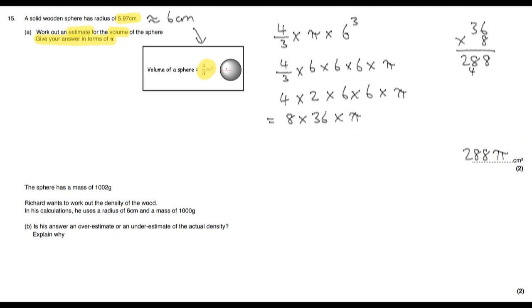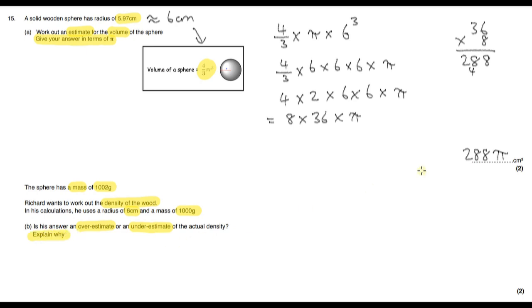Right, now let's take a look at part B. The sphere has a mass of 1,002 grams. Richard wants to work out the density of the wood. Okay, it's a wooden sphere, so he wants to work out the density. In his calculations, he uses a radius of 6 centimeters and a mass of 1,000 grams. Is his answer an overestimate or an underestimate of the actual density?